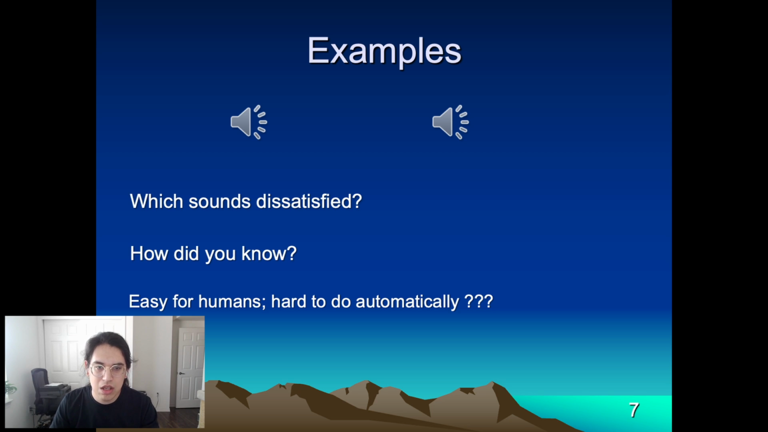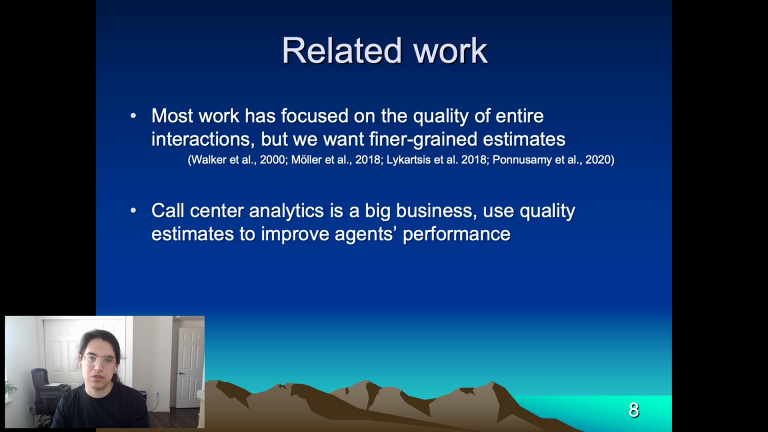Which sounds dissatisfied? How did you know? This is probably easy for humans, but we wanted to know how hard it is to do this automatically. There has been some work related to this, but most of it has focused on the quality of the entire interaction, whereas you might want finer-grained estimates instead. As an example, if you were a hotel manager, you want to know what part of your system people were having trouble with, maybe the part where they arrange the price, or the part where they enter their credit card. You want to know what part of that process people had problems with.